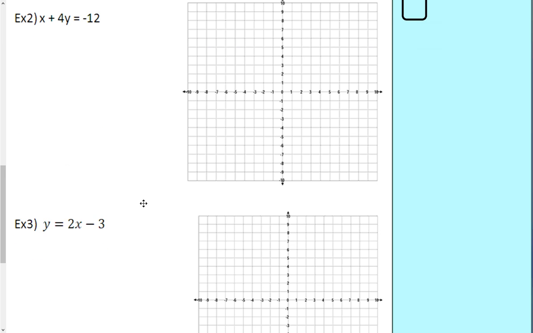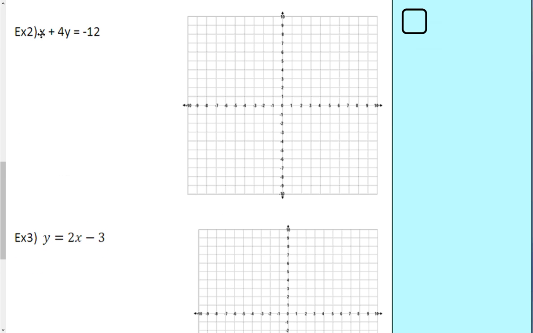Okay? Now in this case, if the x and the y are on the same side, I want you to start using the cover-up method. If the x and the y are on the same side, use the cover-up method. Are the x and the y on the same side? Yes, so let's use the cover-up method.